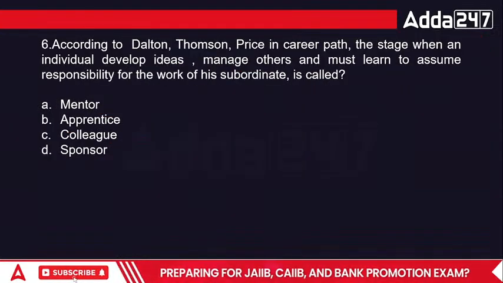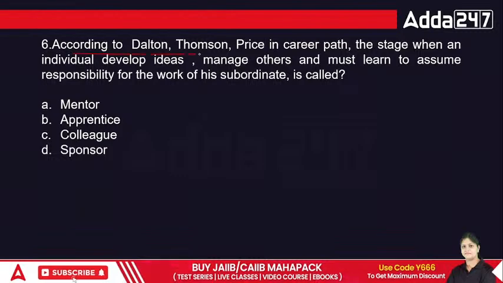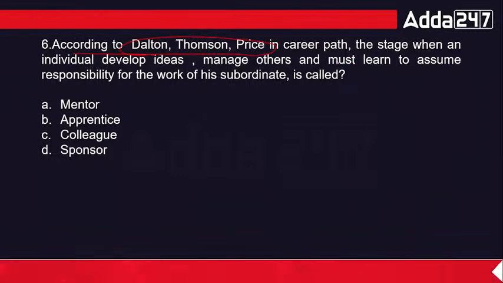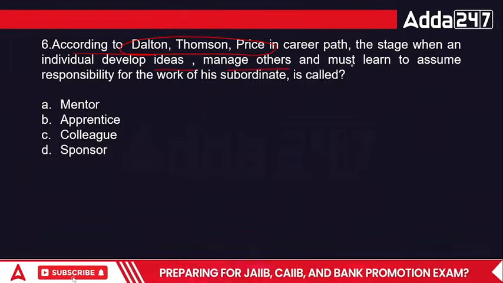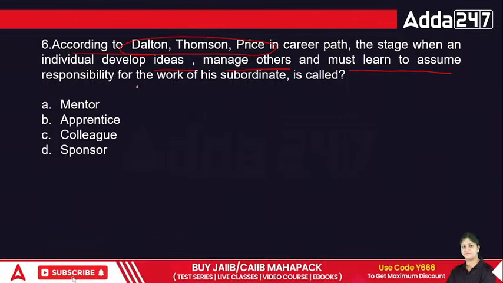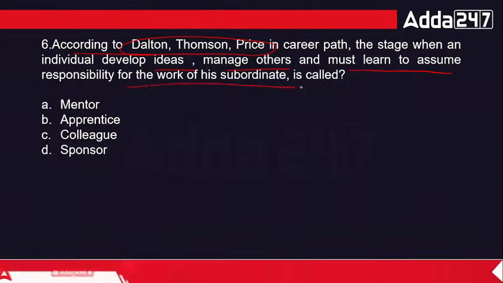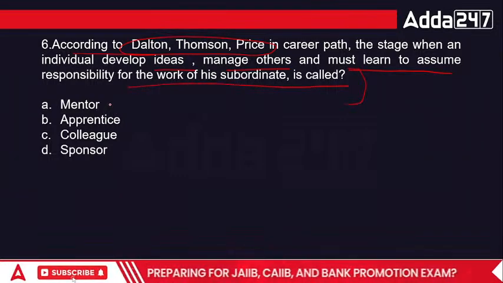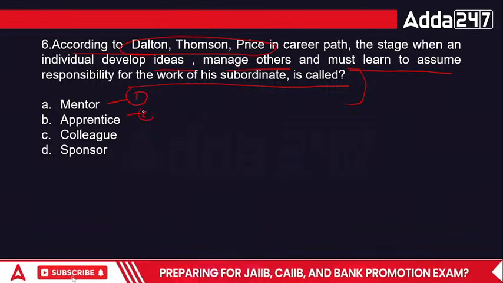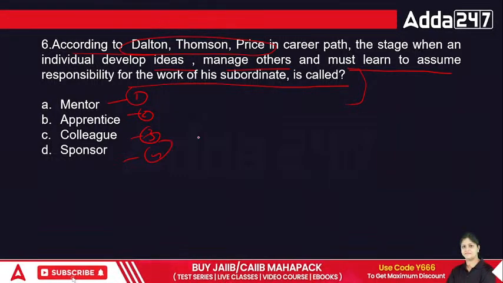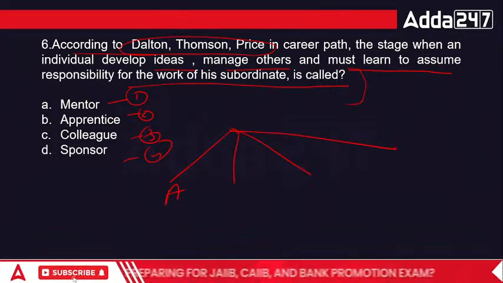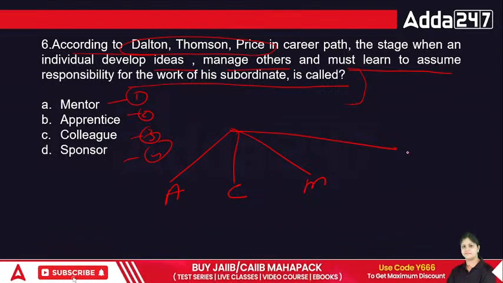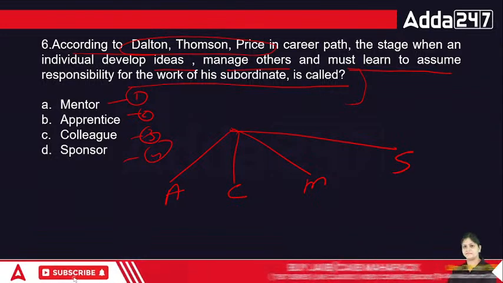Inequity can come, right? According to Dalton and Thompson, in the career path, the stage when an individual develops ideas, manages others, and must learn to assume responsibility for the work of his subordinates is called. Four roles are there: mentor, apprentice, colleague, and sponsor. Four roles he has given. The first one is the apprentice. It is the fresher level job, right? Then colleague, then mentor, and then sponsor, right?